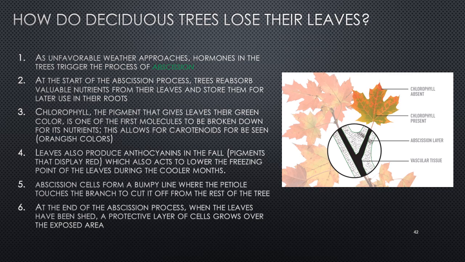So when the anthocyanins are produced, that's what acts as that lower freezing point, sort of the antifreeze for those cooler months, those fall months. And then, interestingly enough, what we call abscission cells form a bumpy line where the petiole of a leaf attaches to the branch. What that basically does is it says, okay, I'm cutting you off. I'm done with you. I've gotten as much nutrient out of you as I need. So at the end of the abscission process, that abscission layer basically grows over and kicks off the leaf. So that is how deciduous trees lose their leaves.